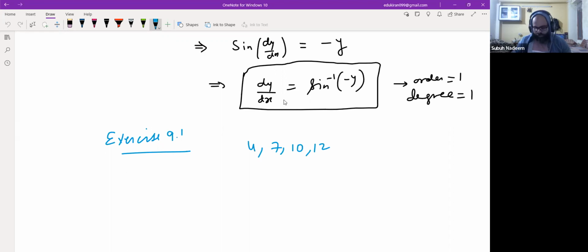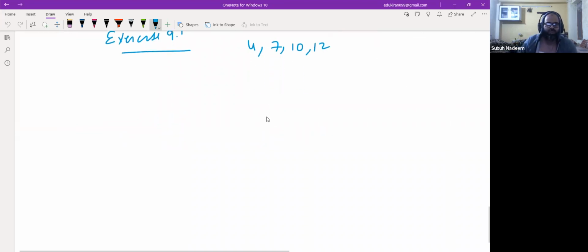Now we have to see general and particular solutions of a differential equation. There is nothing much to do here. What you have to do, let me give you an example. Solution means the function which satisfies the differential equation.